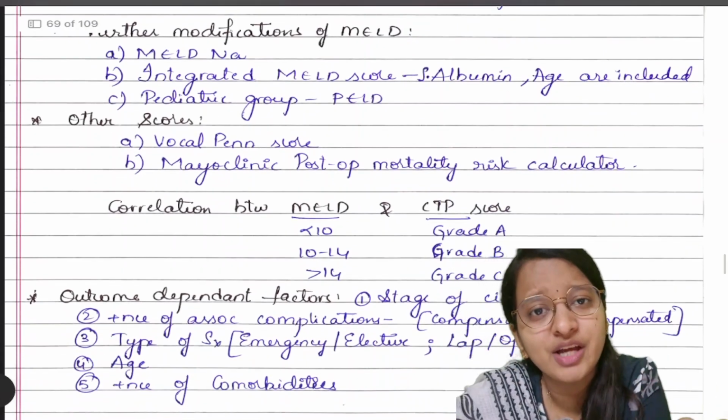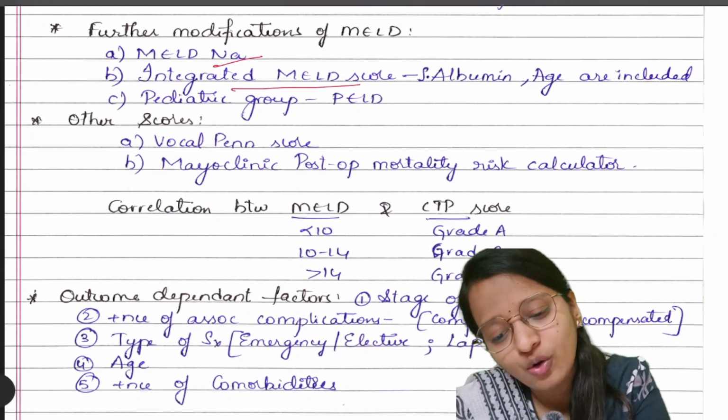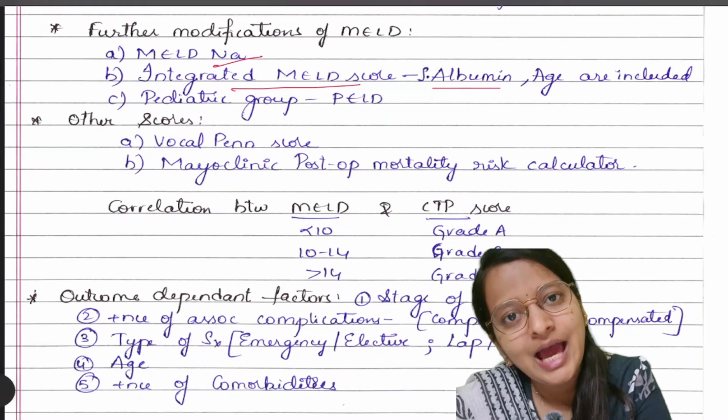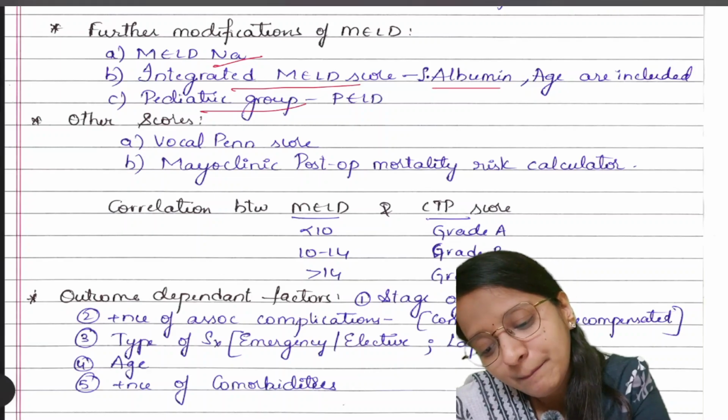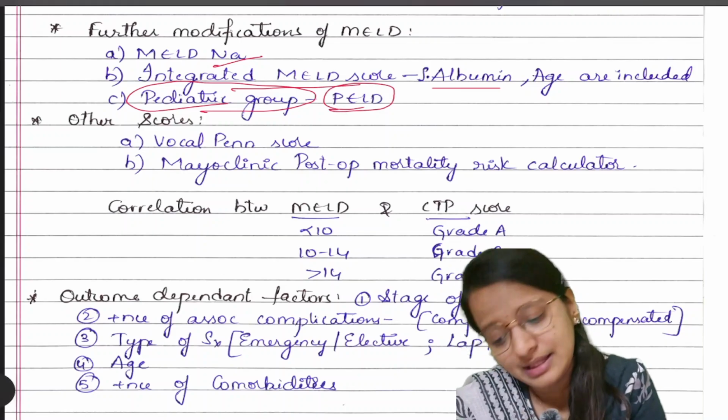There are further modifications to MELD. They are MELD sodium, and the integrated MELD score, which includes serum albumin and age of the patient. And in the pediatric group, it is called PELD, the pediatric MELD score.